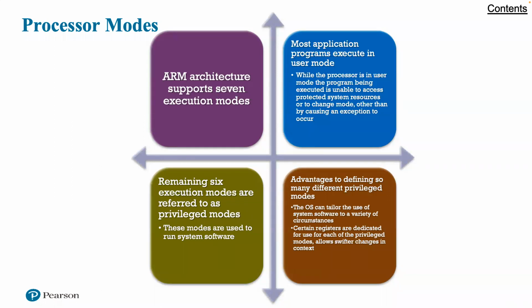The ARM architecture supports several execution modes. Most application programs execute in user mode. While the processor is in user mode, the program being executed is unable to access protected system resources or to change modes, other than by causing an exception to occur. The remaining 6 execution modes are referred to as privilege modes. These modes are used to run system software.